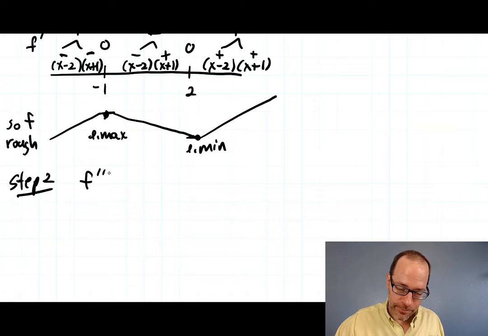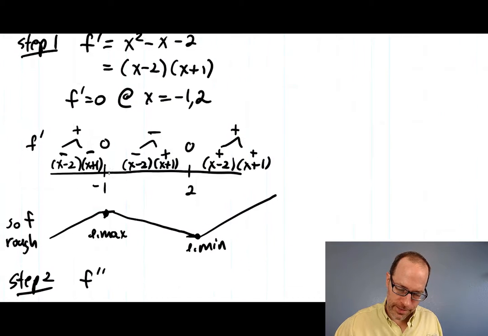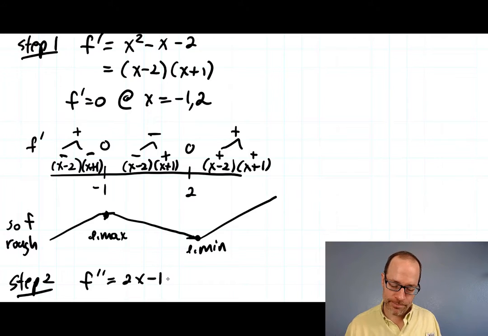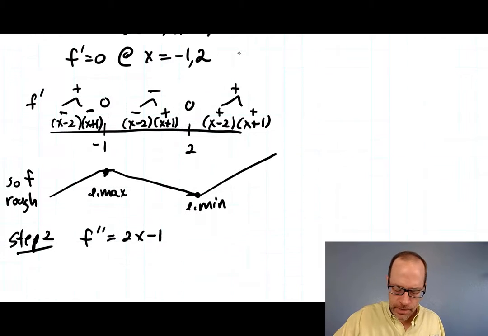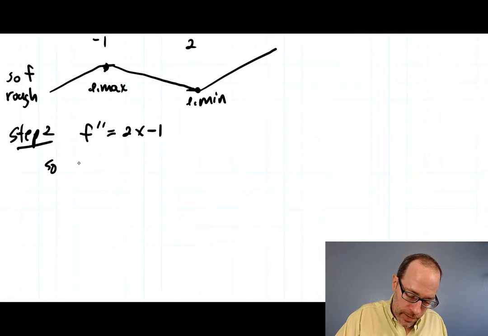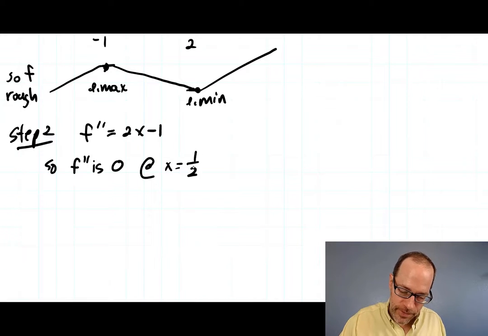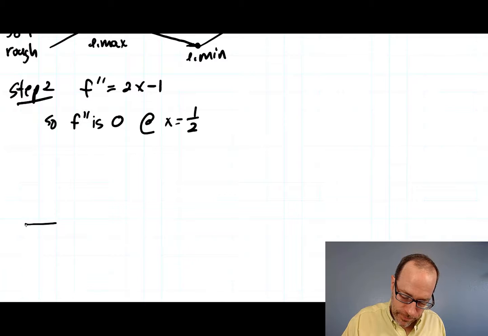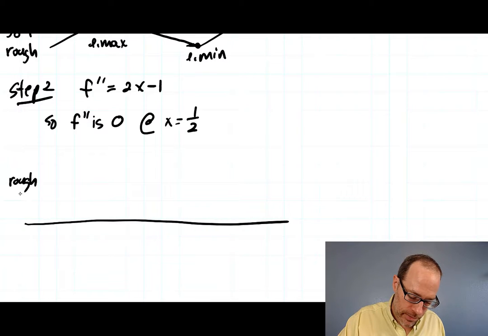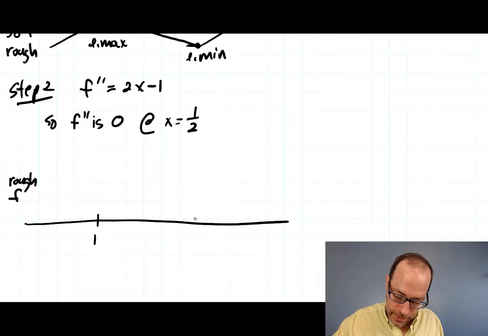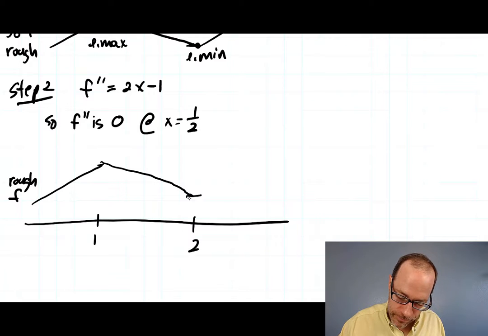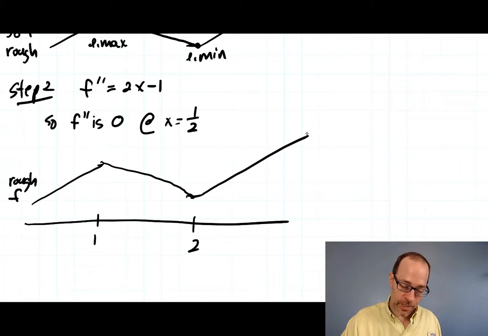So f double prime, let's see, to know what f prime was. So it looks like f double prime will be 2x minus 1. So I'm looking up here. All right, so f double prime is 0 at x equals 1/2. All right, so let's take our rough sketch of f. Remember, f here was rough f. At -1 and at 2, we had this behavior. It was going up, going down, and then going up again. That was the rough sketch of f.